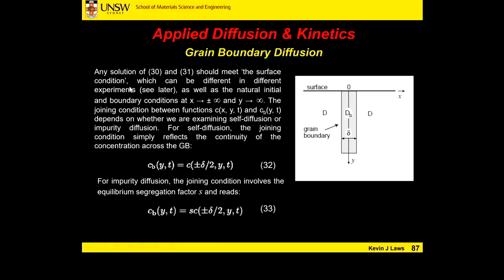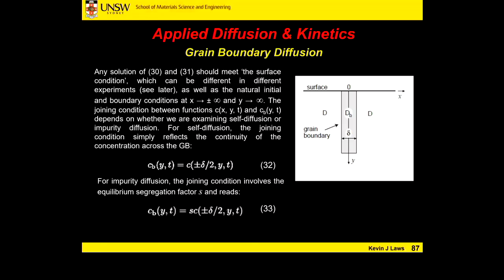Right, so any solution of equations 30 and 31 needs to meet the surface condition, which can be different in different experiments. Again, we'll talk about it a bit more later, as well as the initial and boundary conditions. What are the concentrations at x equal to infinity, y equal to infinity, and so on and so forth. The joining condition between the two functions, the concentration within the material and the concentration at the grain boundaries in terms of depth, depends on whether we're examining self-diffusion or impurity diffusion.